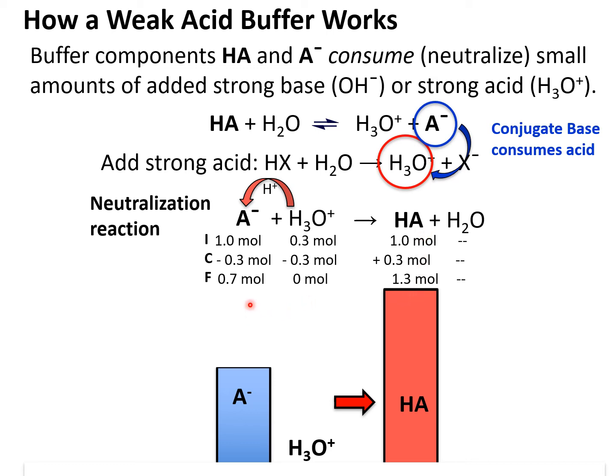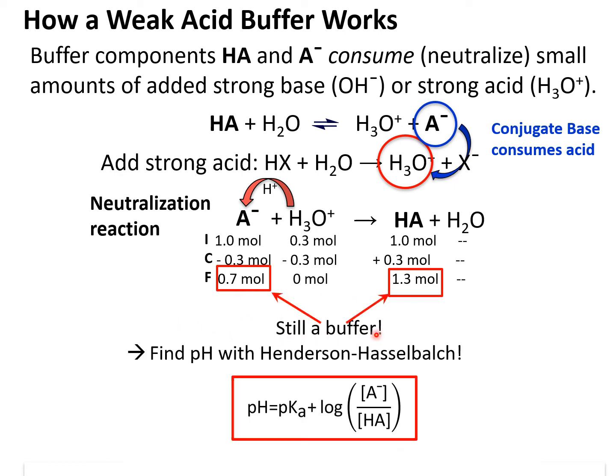And as you see, the number of moles of A minus went down and the number of moles of our conjugate acid went up. Now here we'll see that at the end of this reaction we have a weak base and its conjugate acid. And so we still have a buffer. And again, we can find the pH of this buffer using the Henderson-Hasselbalch equation, which is pH equals pKa plus log of the concentration of the weak base divided by the concentration of the weak acid.